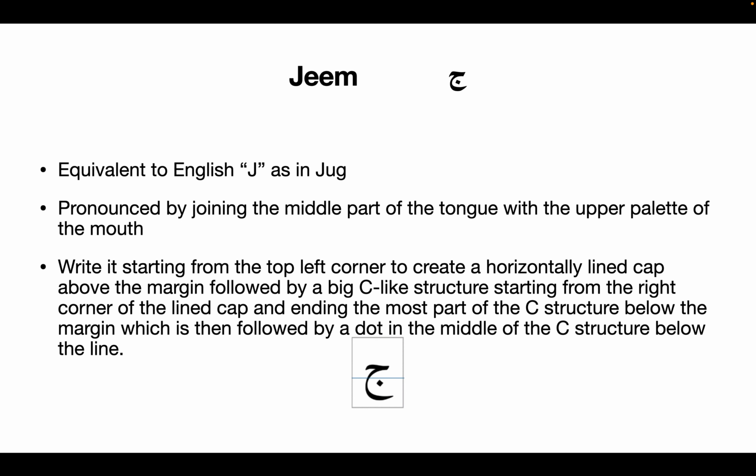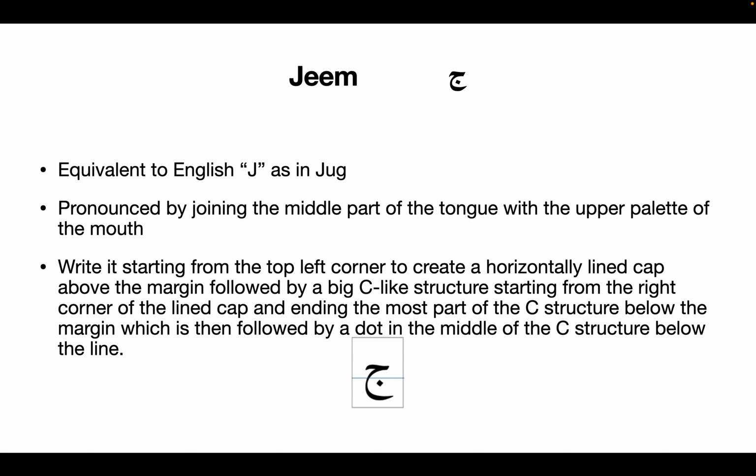Once again, we start from the top left corner to draw a horizontal cap-like structure, which is just a straight line. Once we have reached the right side of the cap, from there we start writing the C-like structure from top to bottom, where 30% of the C is written above the line, while 70% of the C-like structure comes below the margin.